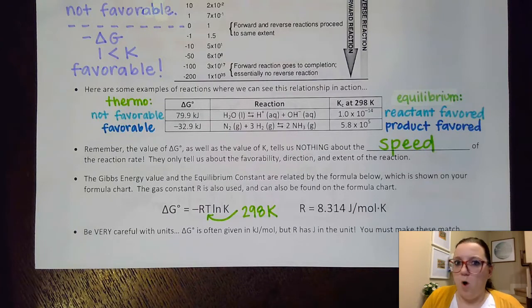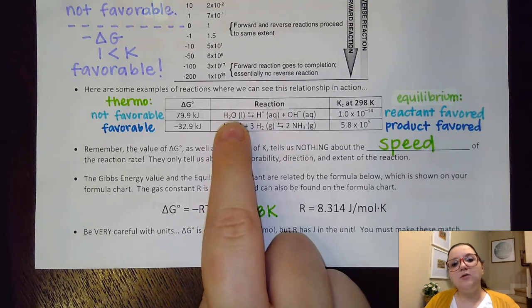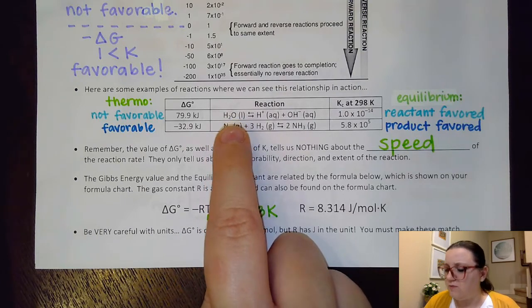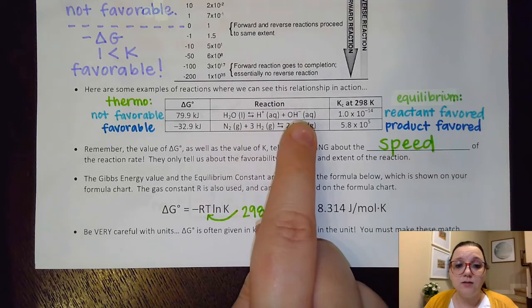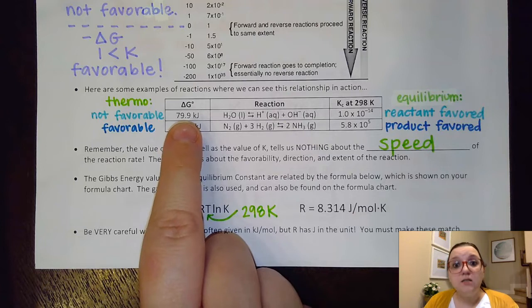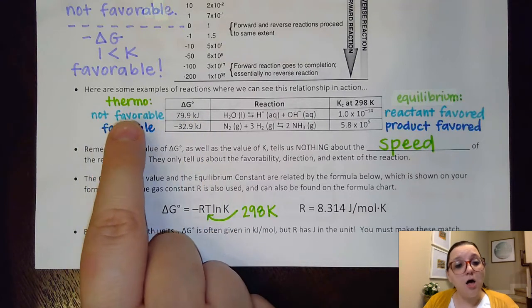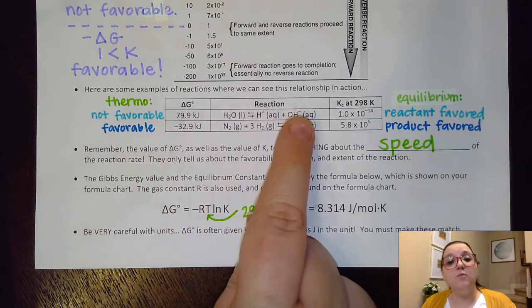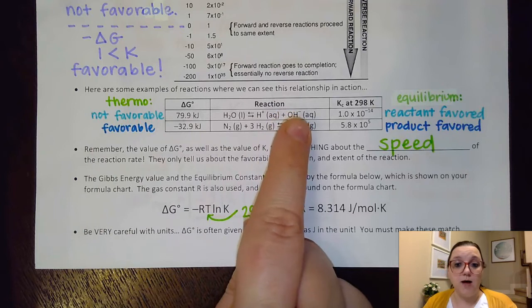But most of water, 99.999% of it, is going to stick together as this H2O. Very little of it is actually going to make ions. So now, notice your delta G value. It is positive. So from a thermodynamic standpoint, we would say that this reaction is not favorable in the direction written, in the forward direction.